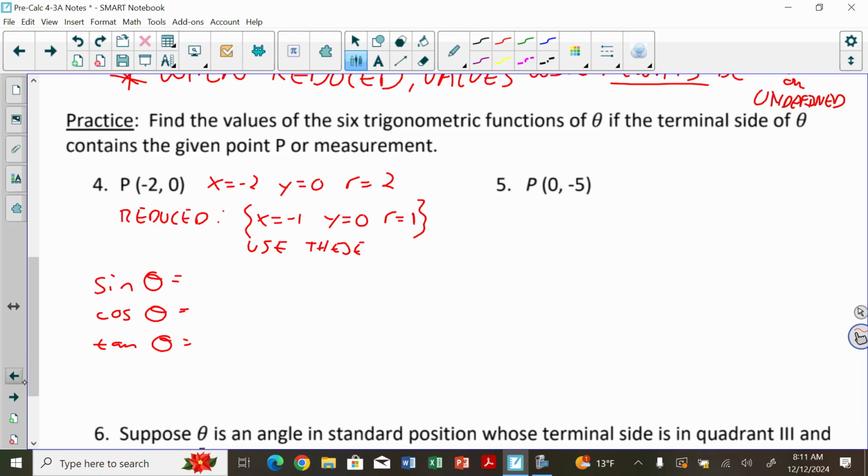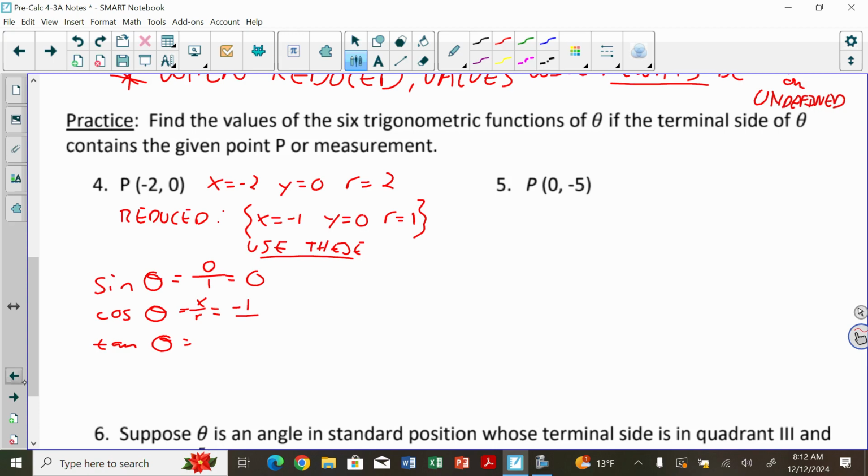Okay, so y over r, or opposite over hypotenuse, would be 0 over 2, or 0 over 1. I'm going to use these values here. 0 over 1, so 0. Cosecant is going to be x over r. So x over r, which is negative 1 over 2.